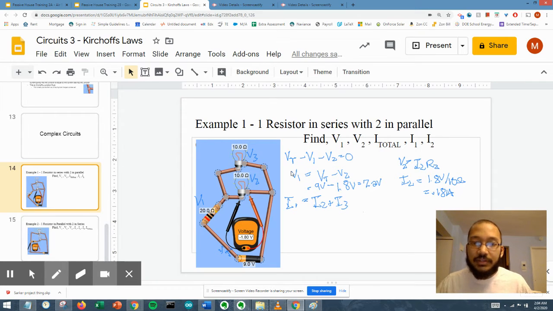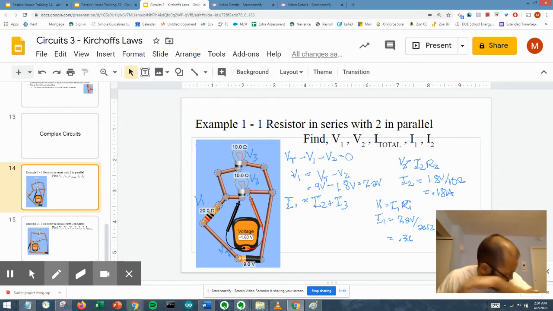And similarly, I can do the same thing with V1. V1 is equal to I1 times R1. The current then is going to be the voltage, which I solved for over here, 7.2 volts, divided by 20 ohms. And what does that get me? 0.36 amps.